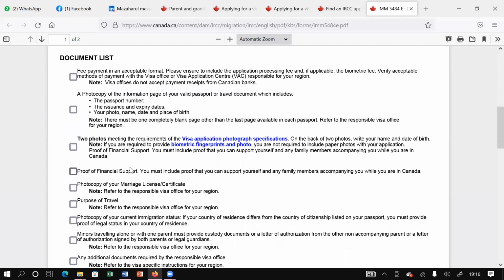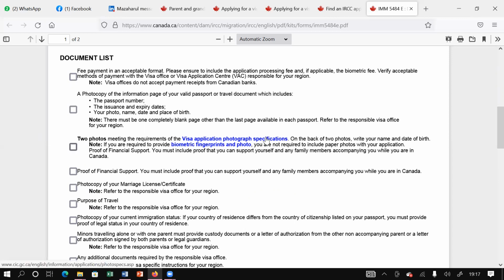Now, here's the document list. Fee payment in an acceptable format. Please ensure to include the application processing fee and, if applicable, the biometric fee. Verify acceptable methods of payment responsible to your region. Note, visa offices do not accept payment receipts from Canadian banks. Okay, a photocopy of the information page of your valid passport and travel documents, which is this information. There must be one completely blank page other than the last page available in each passport.